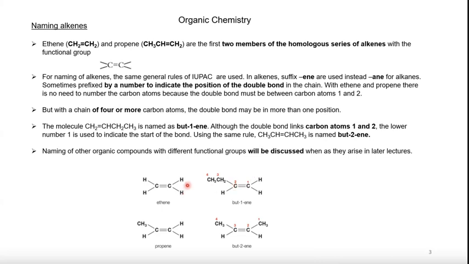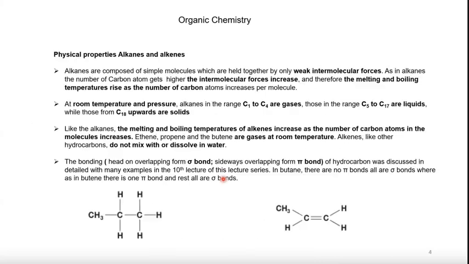Here we see ethene and but-1-ene, propene and but-2-ene. You see numbering, we're taking the numbering and then naming the alkene compounds. Well, we talk about a little bit of physical properties of alkanes and alkenes.